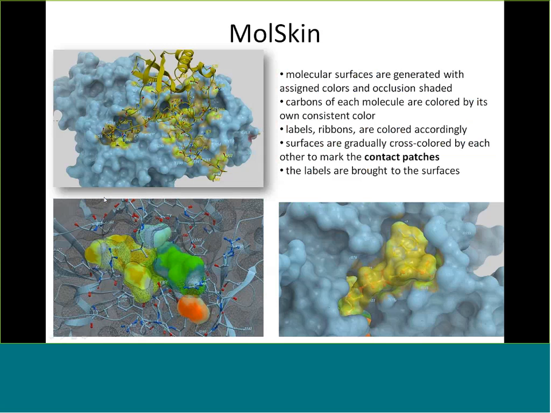We also have this option called moleskin. If you have a surface, molecular surfaces are automatically generated and are assigned unique colors with occlusion shading automatically included. Carbons of each molecule are colored by its own consistent color, and the labels are colored accordingly. It also colors patches where there are contacts. So here we have a protein-protein interaction site, and where the contacts are, it's nicely colored.